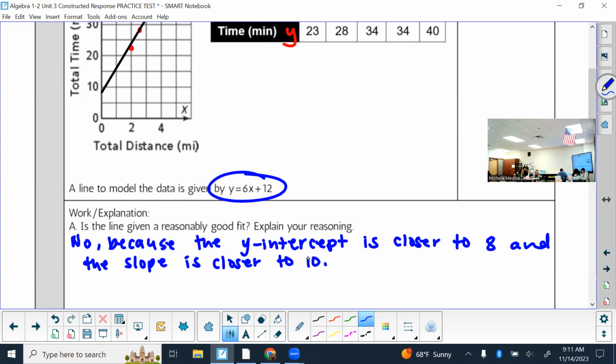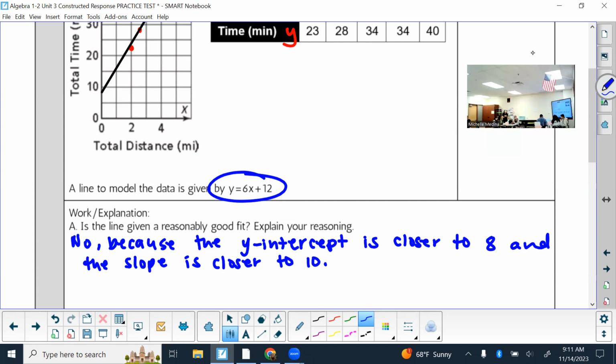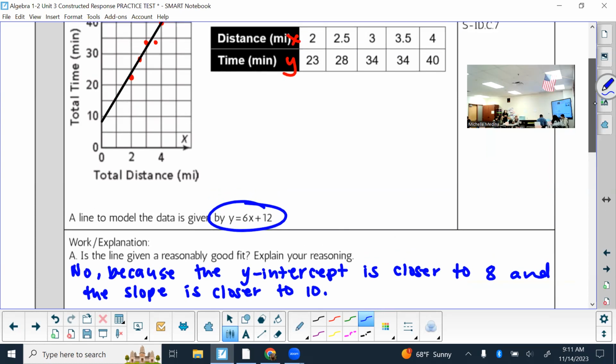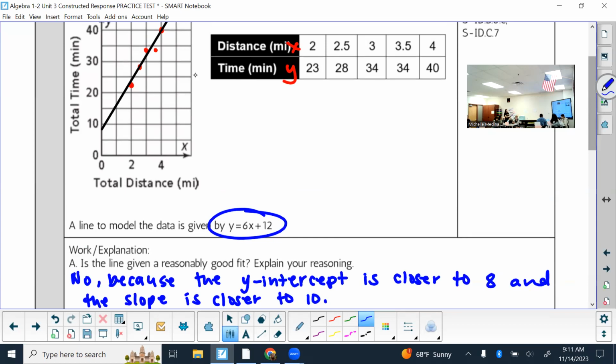So what I would do to figure out if that's a good line of fit or not is do what we did earlier in number 1 and find 2 points that it looks like the line goes through really nicely. So again, I picked probably this one, 4, 40. And let's see.